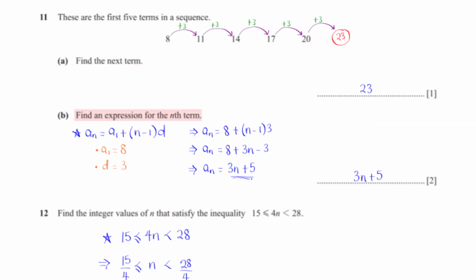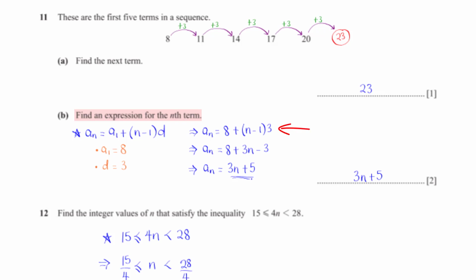Find an expression for the nth term. For any sequence with a common difference, the formula for finding the nth term is a1 plus n minus 1 times d, where a1 is the first term of the sequence and d is the common difference. This gives us 8 plus n minus 1 times 3.